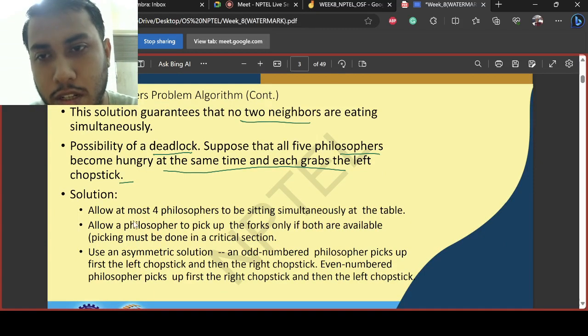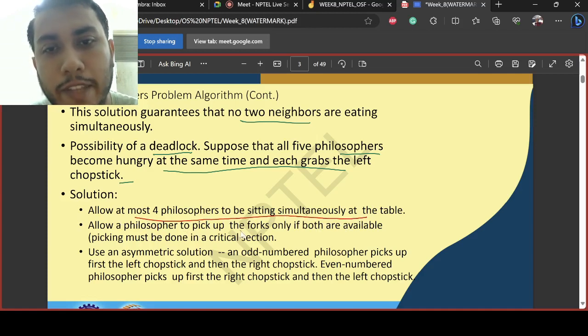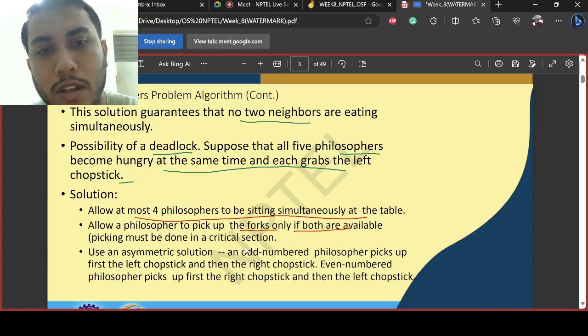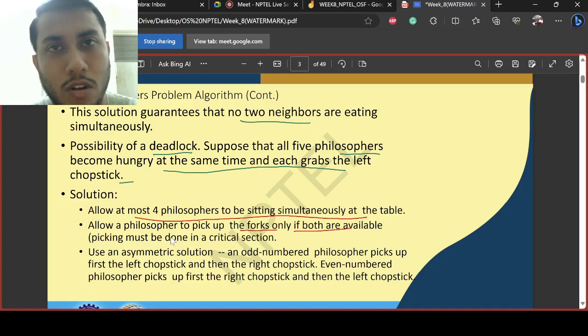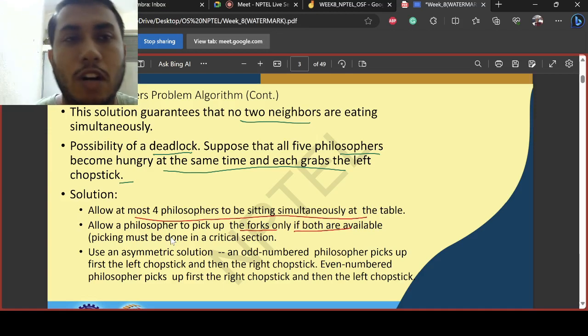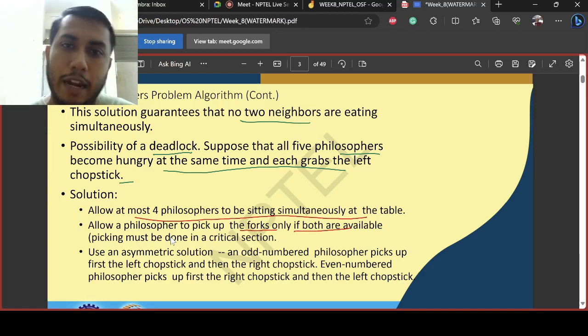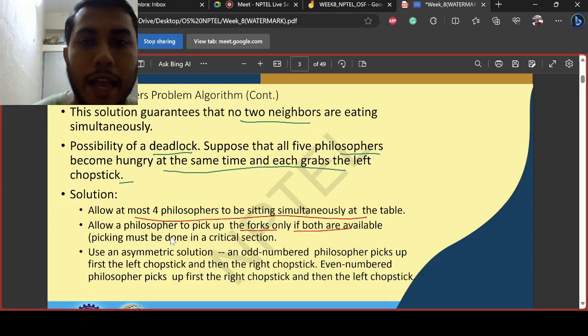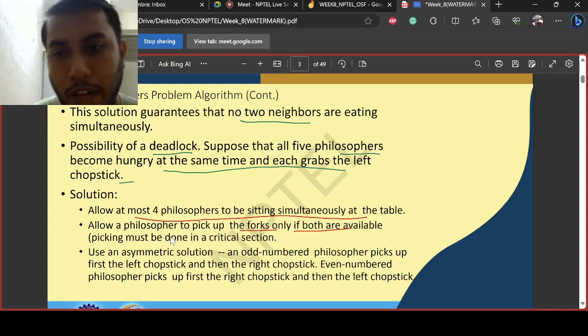So what is the solution? Allow at most 4 philosophers to be sitting simultaneously at the table. Allow a philosopher to pick up the chopsticks only if both are available. So it does not allow picking up only one chopstick; at a time you have to pick up both chopsticks. If you pick up one chopstick and find that the other is not available, you release your chopstick and let the other person complete, and only when both are available do you pick them up.